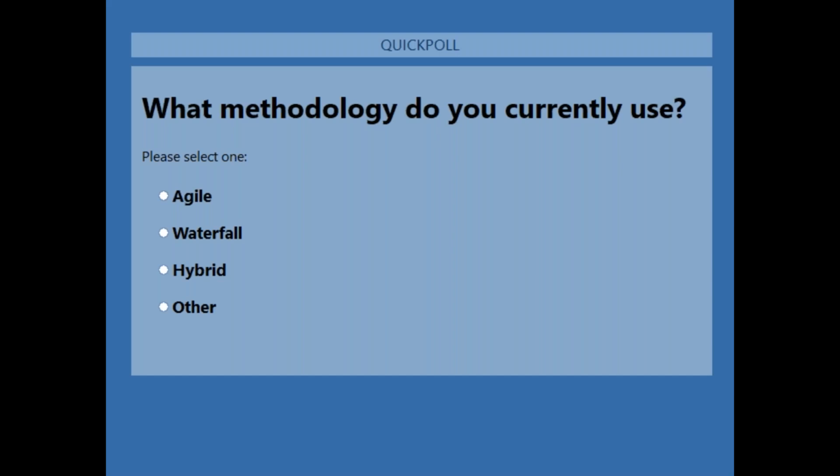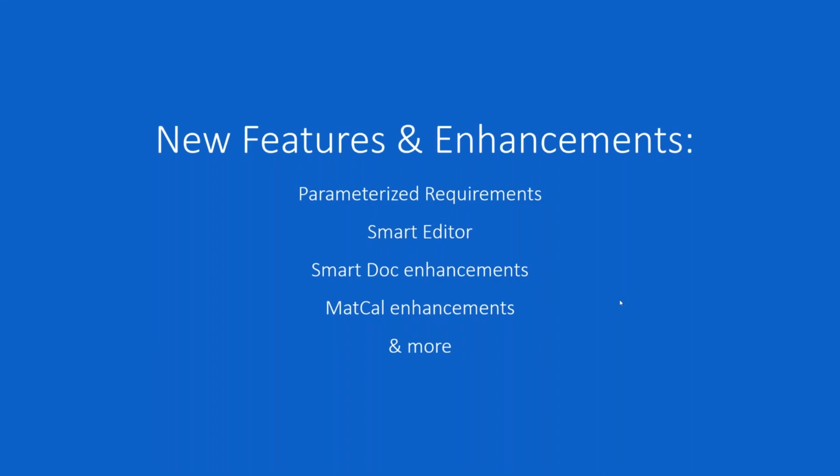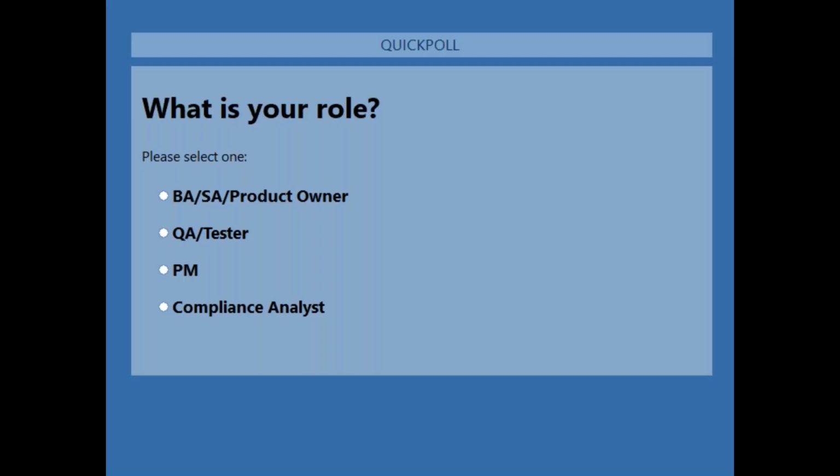All right, what methodology do you currently use? I see answers popping in. Let's wait for a few more seconds. All right, looks like majority of us, which is 60%, are hybrid. Following that is a 30% agile, and then the rest are waterfall and others. Okay, great. Okay, let's go to the next question here.